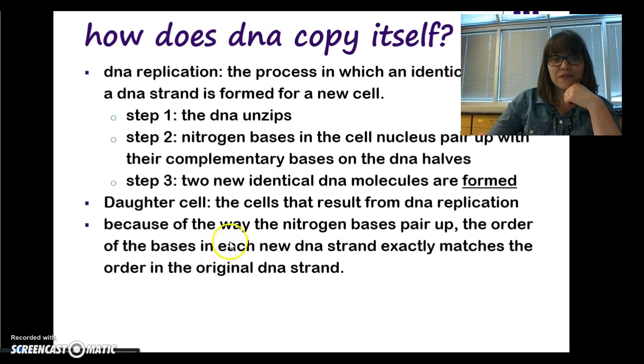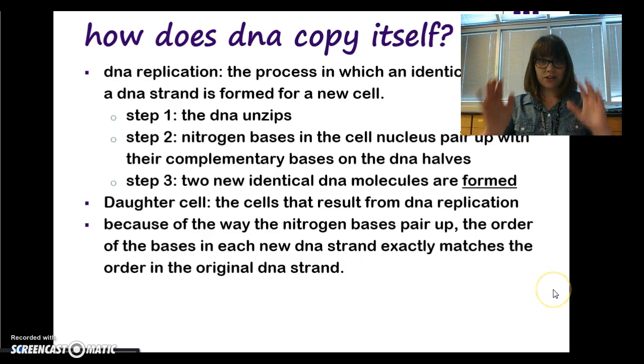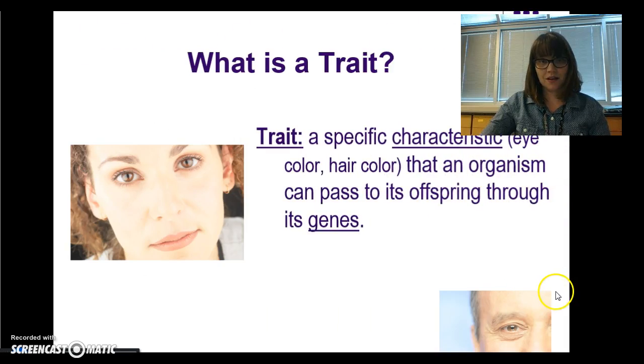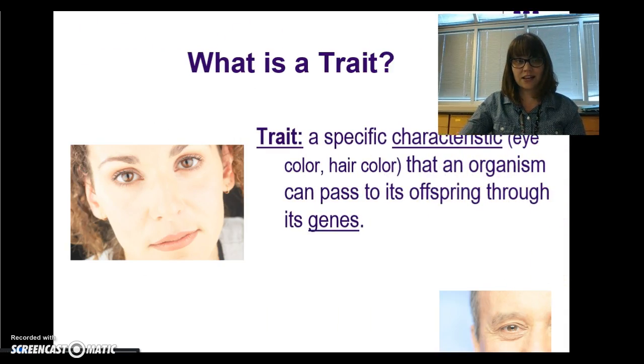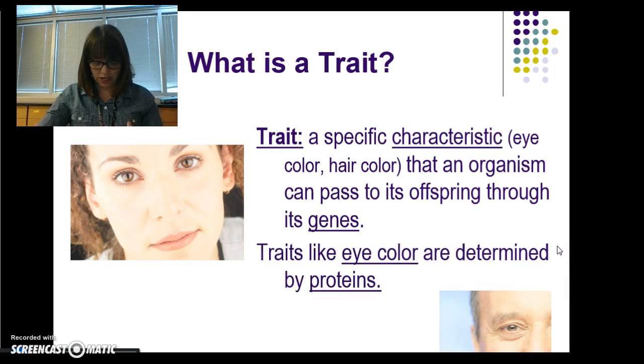And here's a key idea from your book that I wanted you to have in your notes. It says, because of the way the nitrogen bases pair up, the order of the bases in each new DNA strand exactly matches the order in the original DNA strand. So they're exact copies. Okay, a trait is a specific characteristic, eye color, hair color, that an organism can pass to its offspring through its genes. And traits like eye color are determined by proteins.